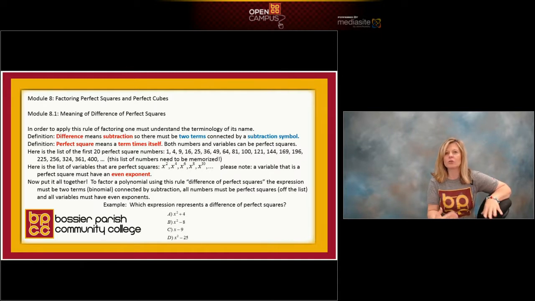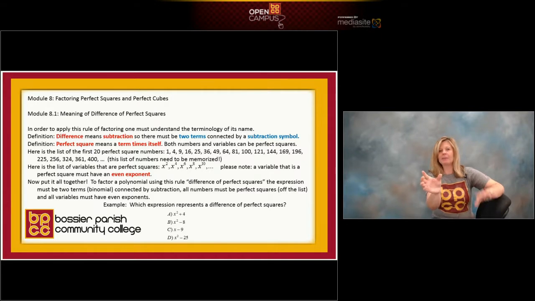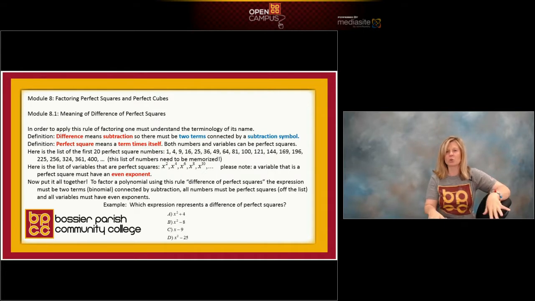So in order to do this rule, difference of perfect squares, we're going to have a subtraction symbol in it only. And that means there's going to be a term in front of the subtraction symbol and a term behind it. So to do this rule, you need 2 terms, which is a binomial, connected by subtraction. Secondly, what does the word perfect square mean?